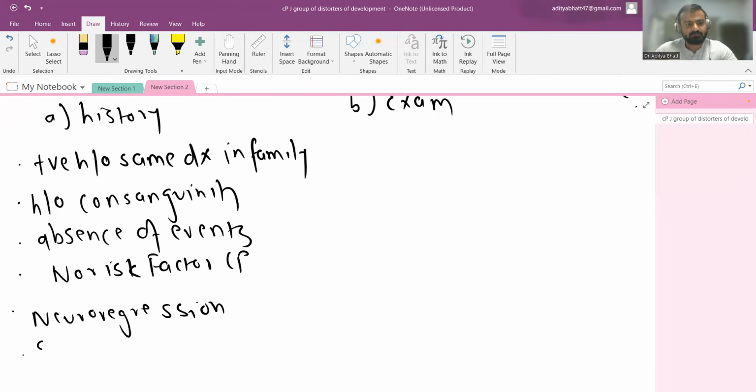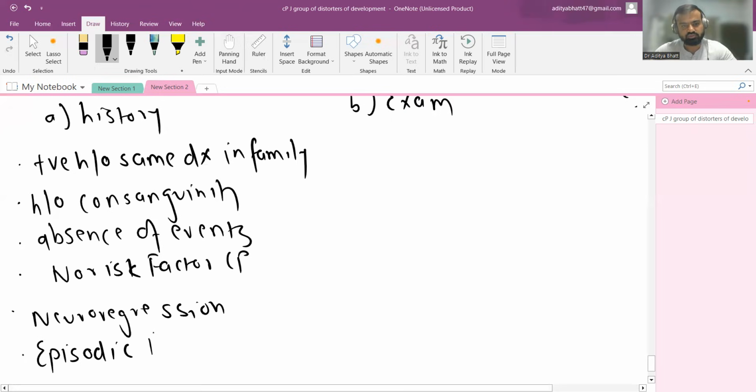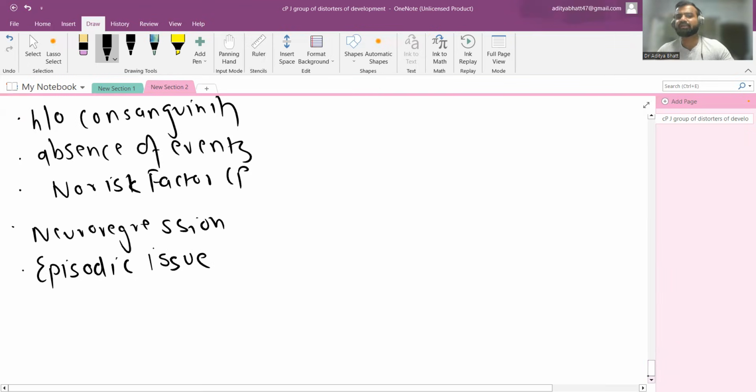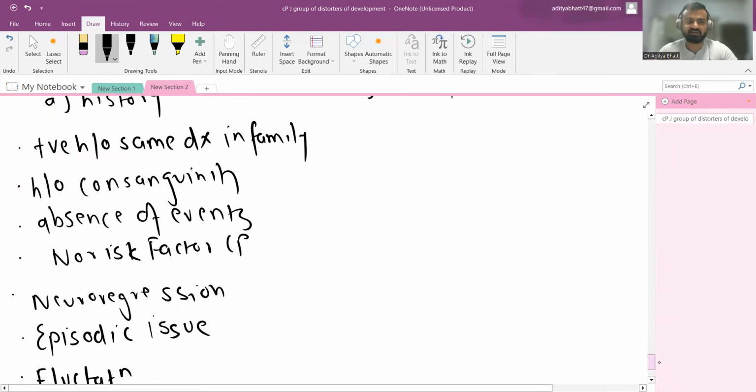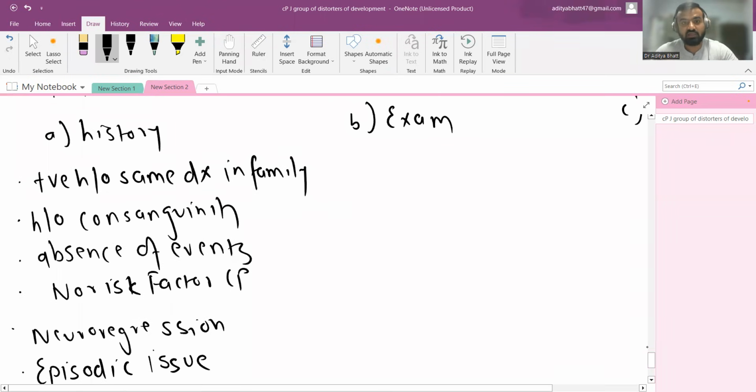Okay, then there are episodic issues. Like the patient is normal in the morning, but in the evening the patient stops walking. It is not CP. It is some other issue, a muscular issue. It is probably myasthenia gravis. It is something else. So episodic. There should not be fluctuations in the motor compartment. Fluctuation in motor function is not suggestive of CP.